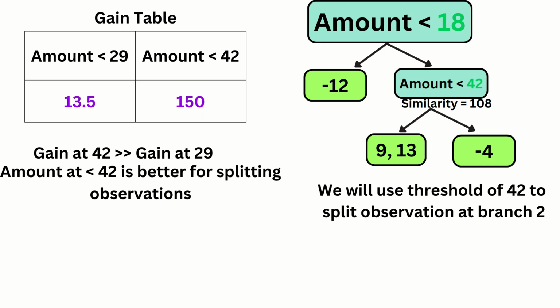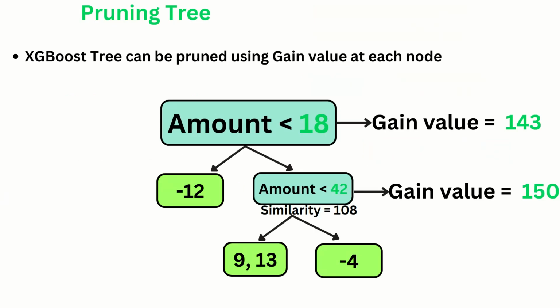While we could continue splitting the tree further, we have already learned how to split a tree using threshold values, so there is no need to compute the tree further. We can perform pruning on the XGBoost tree based on its gain value. The gain value is calculated for each branch. Here the gain value for the root is 143 and the gain value for branch 2 is 150.